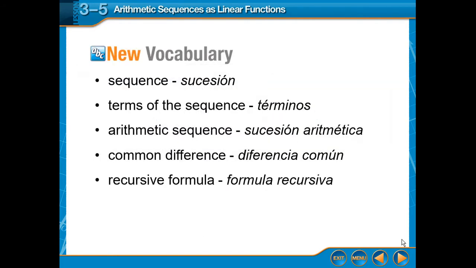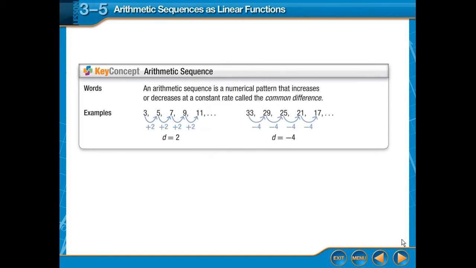So first thing we have to understand is what an arithmetic sequence is. If you think about arithmetic, it is adding and subtracting. So an arithmetic sequence is a numerical pattern that increases or decreases at a constant rate called the common difference. If you're going from 3 to 5 to 7 to 9 to 11, each time it increases by the same number. It increases by 2. You're adding 2 each time, which means your common difference, we call it D, is 2.